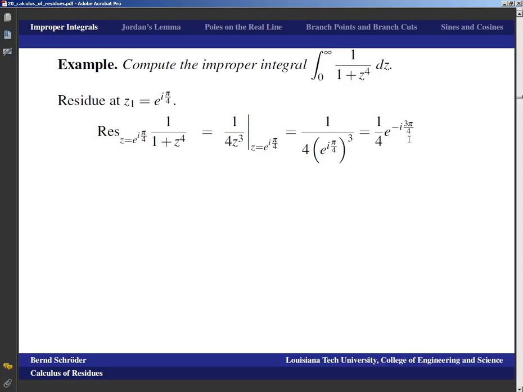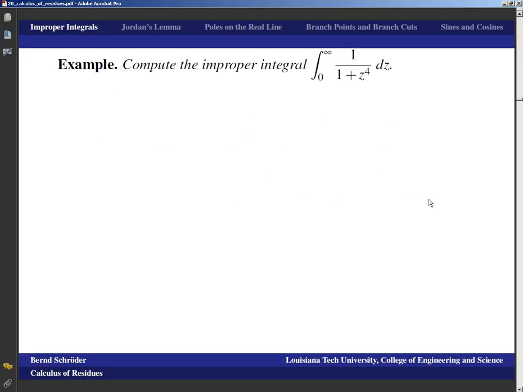And now we turn it into rectangular form. E to the negative i 3 pi over 4: you start on the real axis and go 3 pi over 4 around in the mathematically negative direction. That means we end up in the 4th quadrant on the diagonal, and so e to the negative i 3 pi over 4 is actually negative 1 over root 2 minus i times 1 over root 2. The 1/4 is kept, and if we factor out the negative 1 over root 2, we end up with negative 1 over 4 times root 2 times (1 plus i).